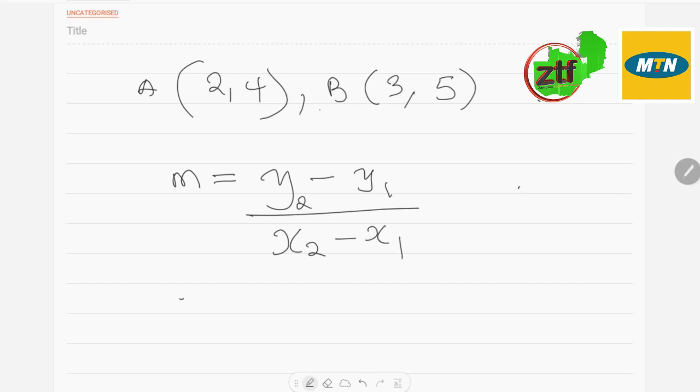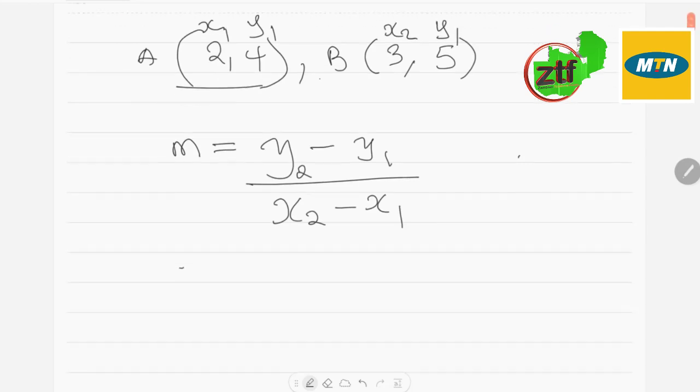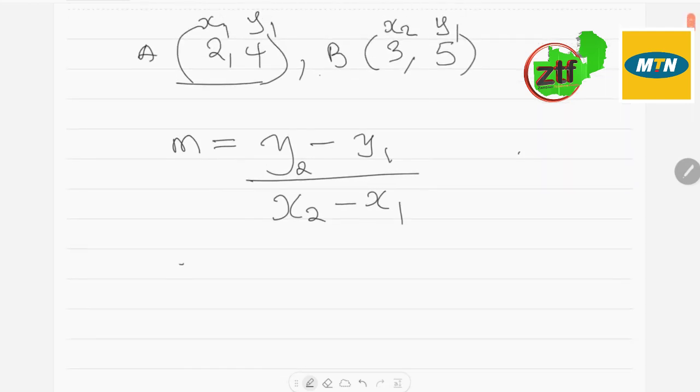So we have been given 2 points there. The first entry of point A is x1, and this is y1. Then this is x2, and this is y2, see here we made a mistake. So we are saying now, what is the gradient of these 2 points? What is my y2? My y2 is 5 minus y1, which is 4. Then everything over, what is x2?